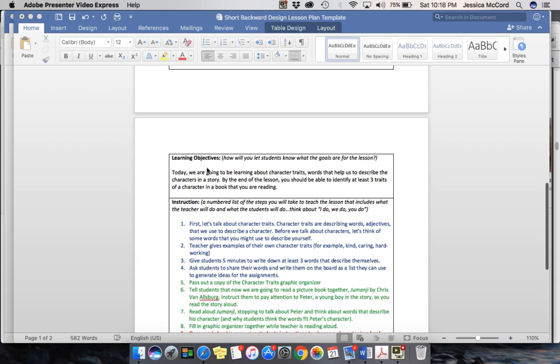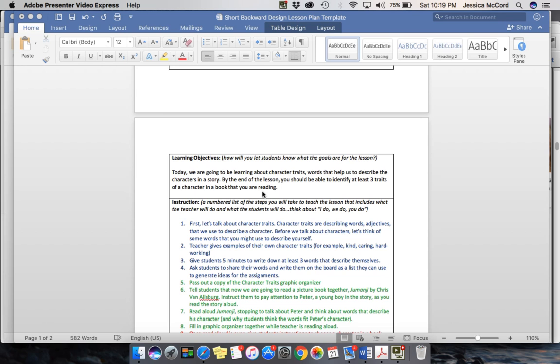The learning objectives component is just how you're going to communicate the learning objectives that you've written above to your students so that they know what the goals are for the lesson. And it seems like a little thing or a little repetitive, but it actually makes a huge difference in student engagement. And so it's really important that we put how we're going to communicate that in our lesson plans.